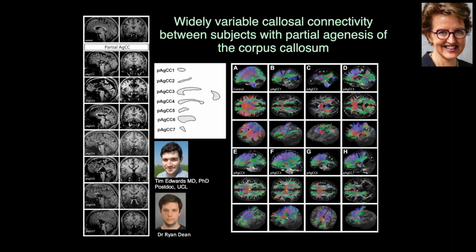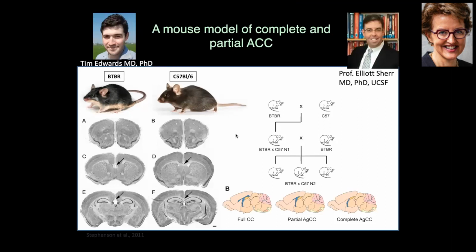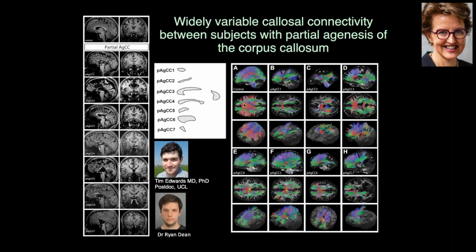So 3 images looking at different angles of these participants. And you can see that they're really quite variable between each participant, even when we consider those that have very similar midline phenotypes. So the midline phenotype tells you really nothing about the overall connectivity in that individual.